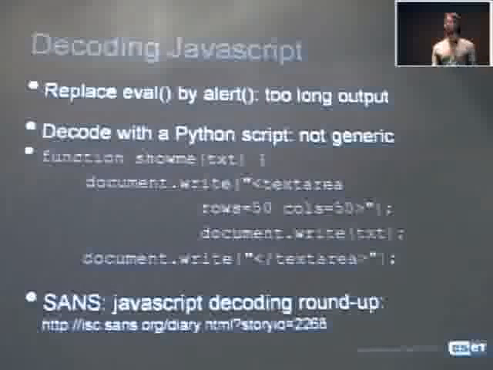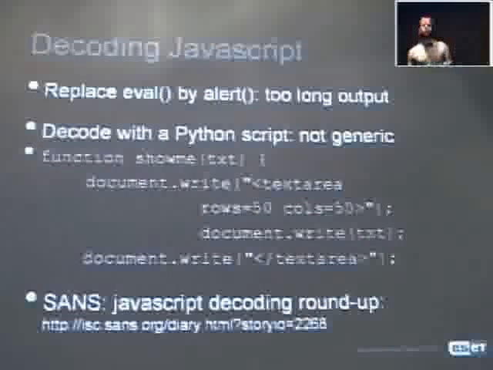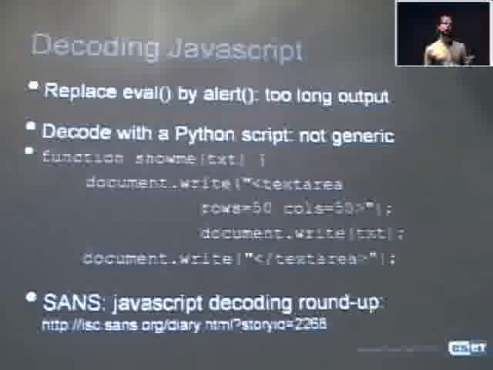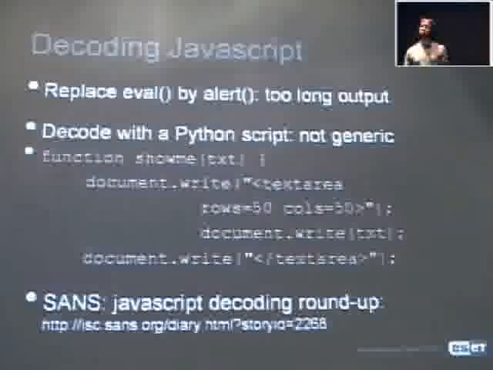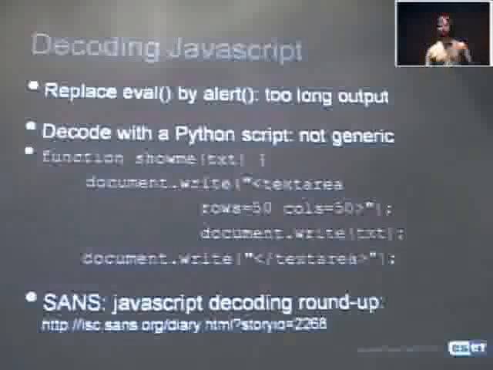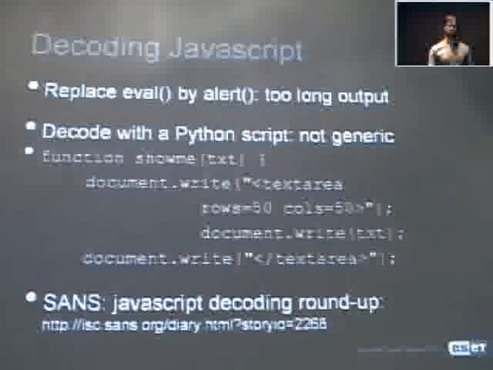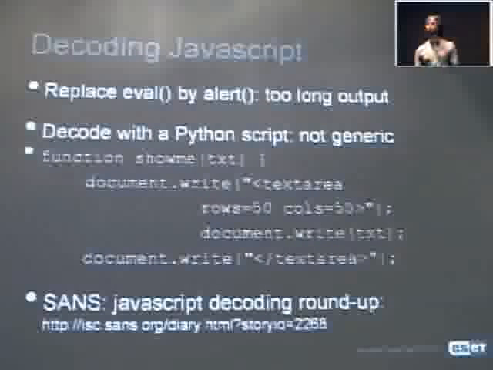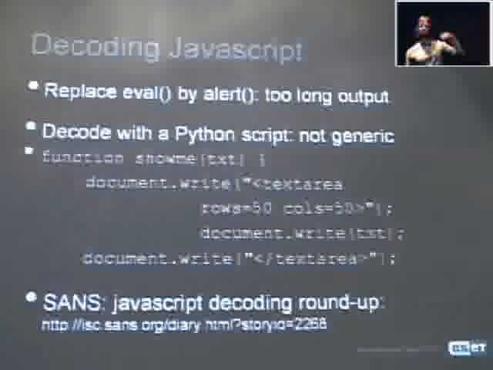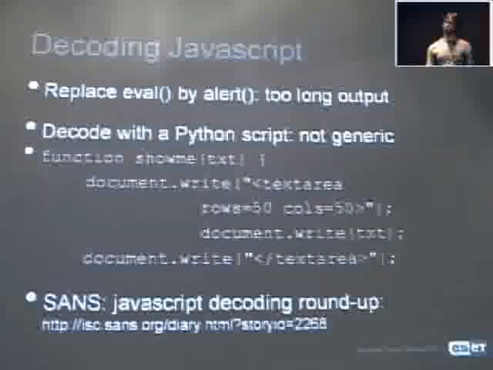The first thing I found was to replace the eval call that is always used to evaluate some JavaScript after it's been deobfuscated. And I would replace this call to eval by a call to alert, which would basically just bring a message box to your browser. But the output was way too long, and it would make a really big window, and I couldn't copy and paste from it or edit it.